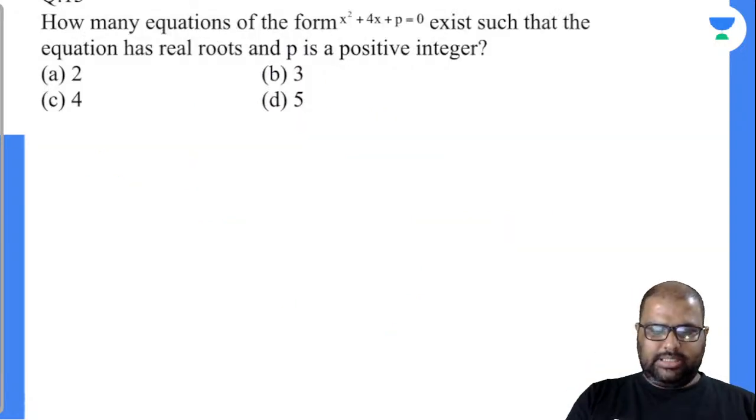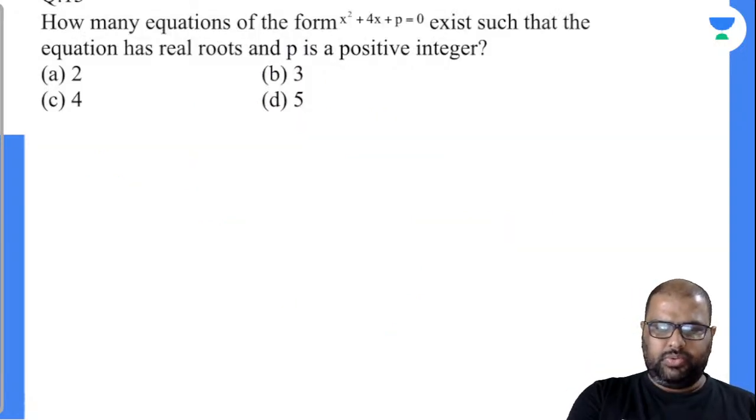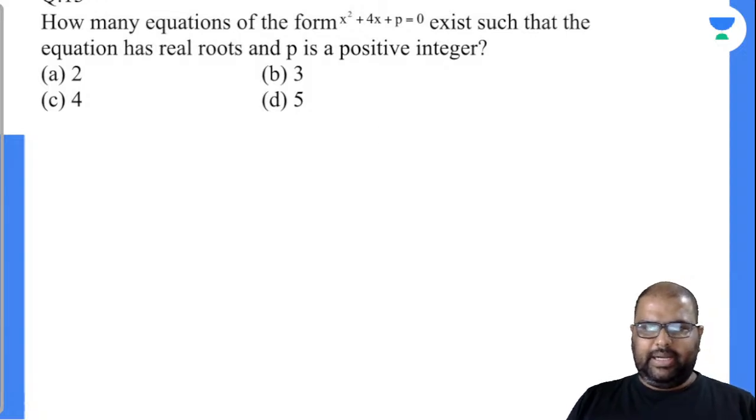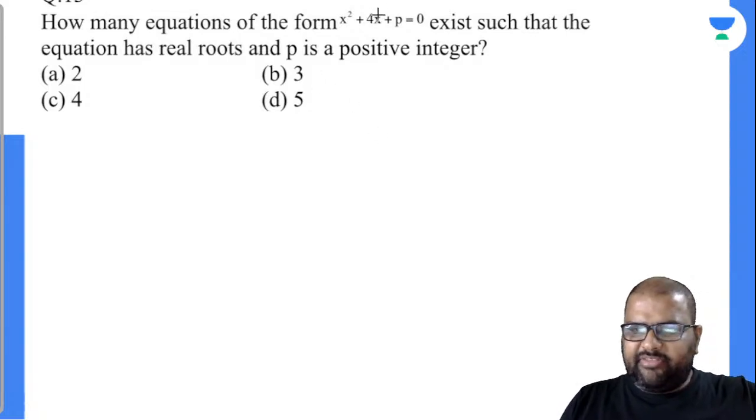Yes. Now this is an easy question. So I will be solving it immediately. How many equations of the form x square plus 4x plus p is equal to 0?